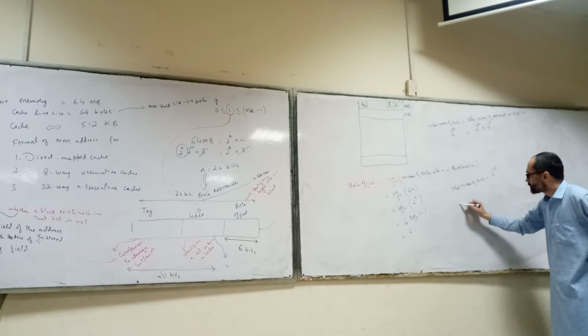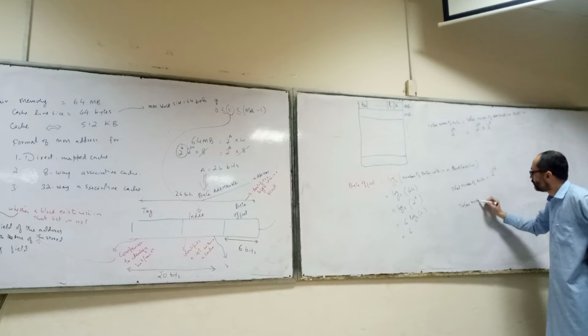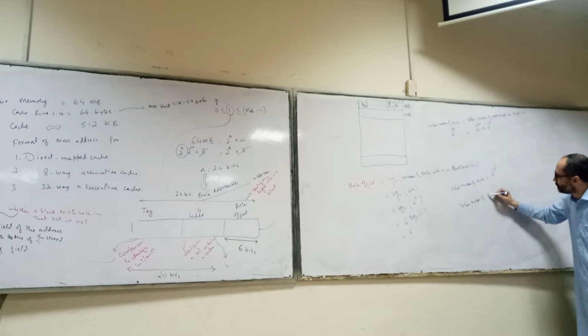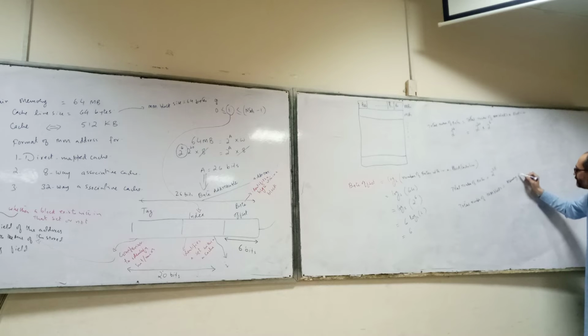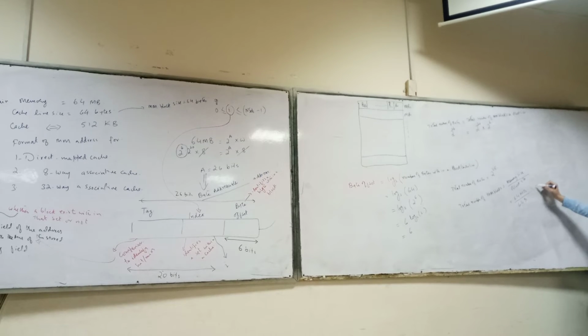Now we can do it in another way. The total number of main memory blocks can be written as memory size divided by block size. The memory size is 64 MB and the block size is 64 bytes. So 2 to the power 26 bytes divided by 2 to the power 6 bytes. The bytes cancel out, leaving 2 to the power 20 memory blocks.